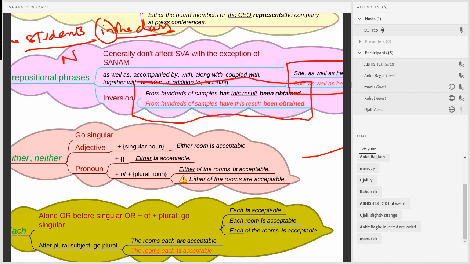If we straighten the sentence out, the sentence would be, "this result has been obtained from hundreds of samples." So, hundreds of samples is just the object of the preposition. It's not the subject of the verb. So, the subject of the verb remains "this result," even if it's on the right hand side. So, this is just a small thing you have to watch out for. Sometimes they do inversion. With inversion, you have to make an extra effort to find the subject. It's not in the normal subject first order that you see in English.